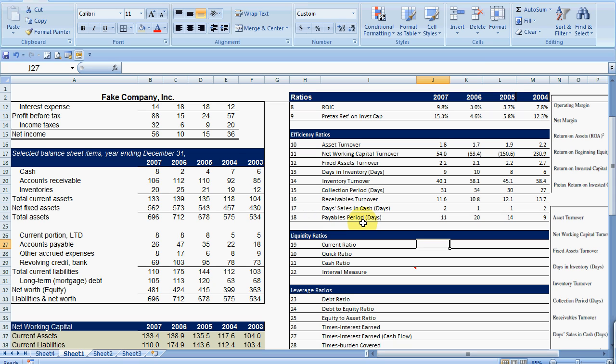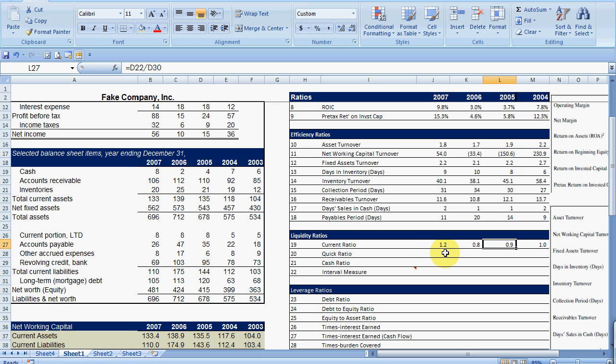So we start off with the current ratio, and the current ratio is just going to be our current assets divided by current liabilities. So where are our current assets? They're right there. And we divide that by our current liabilities right there. So that means that we have 1.2 times as many current assets as we do current liabilities, and that's a good thing. Then we copy that over to the right and we realize that sometimes that's not the case. Sometimes we have fewer current assets than current liabilities. That is a bad thing, typically.